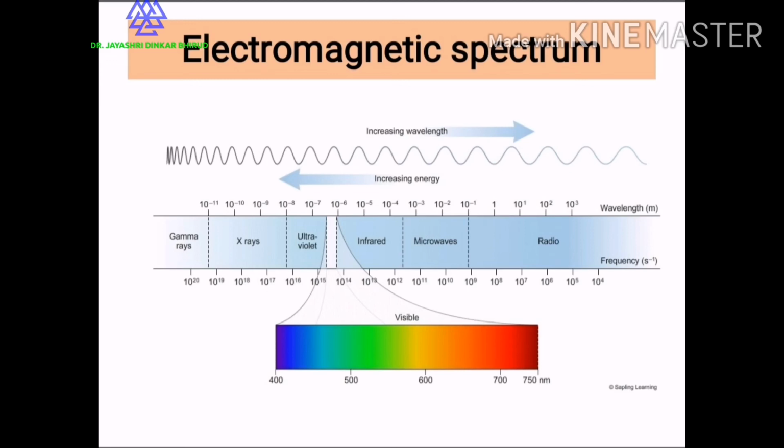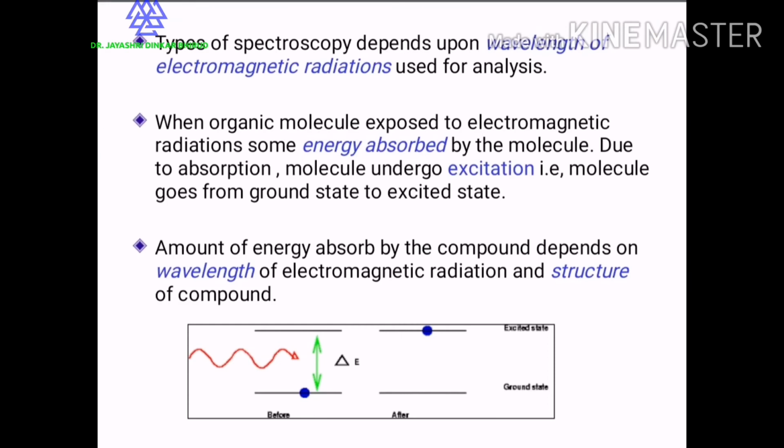So, according to this electromagnetic spectrum, as we move from right to left, energy goes on increasing, and as we move from left to right, wavelength goes on increasing. So, the type of spectroscopy depends upon the wavelength of electromagnetic radiation used for analysis.